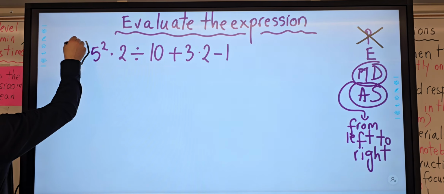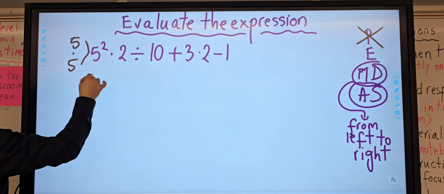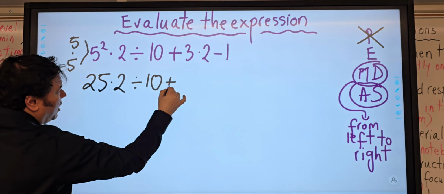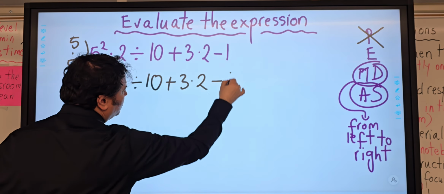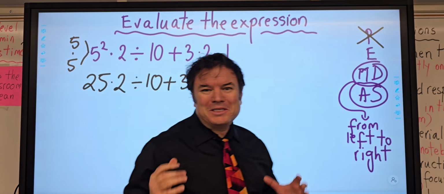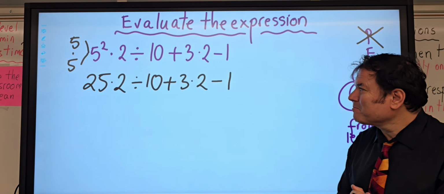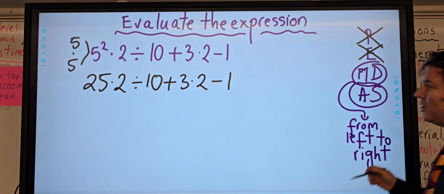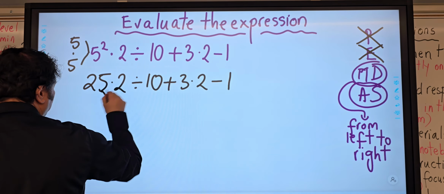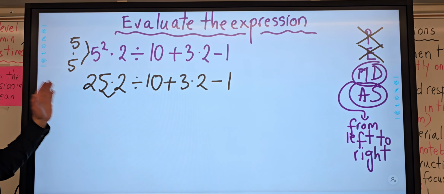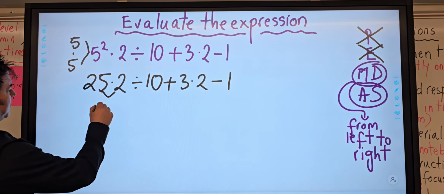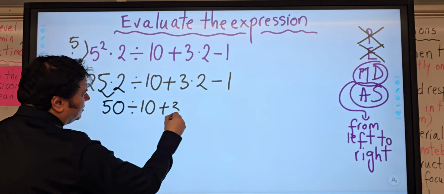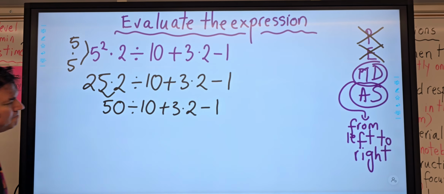5 squared again means 5 times 5, which is 25 times 2 divided by 10 plus 3 times 2 minus 1. Again, we are doing step by step, one step at a time. No more exponents. Now, multiplication and division, and yes, we do. We have the multiplication first here. We are going to do that first, and then we move on. 25 times 2 becomes 50. So we have 50 divided by 10 plus 3 times 2 minus 1.